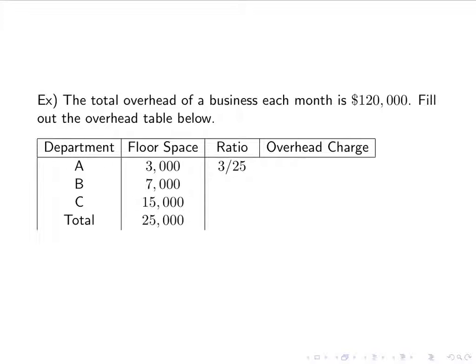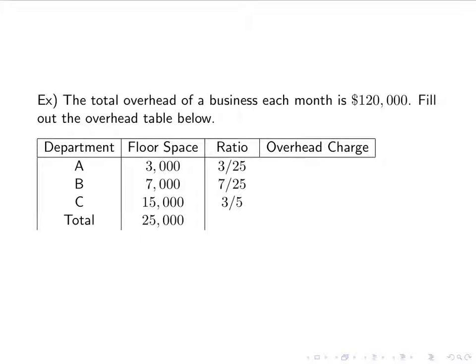The same thing for Department B. I take the 7,000 divided by the 25,000, cancel the 3 zeros, and I have 7 over 25. Lastly, for Department C, I take the 15,000 divided by the 25,000. Not only can I cancel the 3 zeros, but 15 and 25 also have a 5 in common. So when I simplify it, I have 3/5.